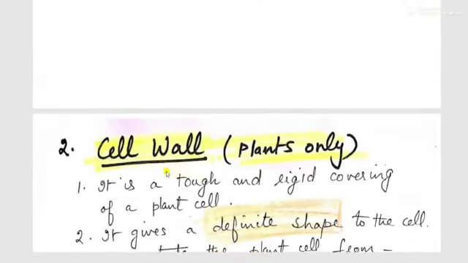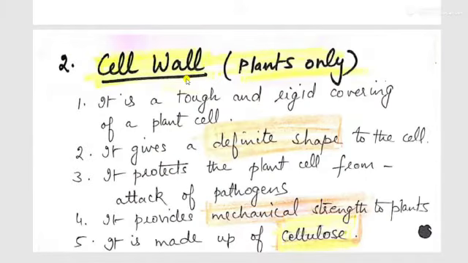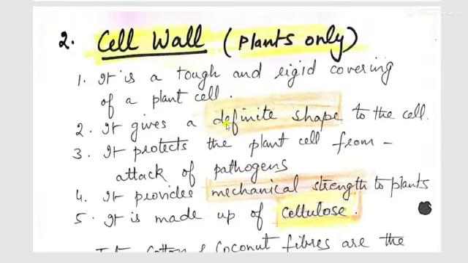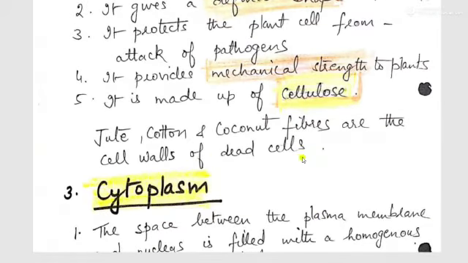Second topic is the cell wall. You know that the cell wall is present only in a plant cell. Last time we did the differences between plant cell and animal cell, so there you have learnt this. So first point is, it is a tough and rigid covering of a plant cell. Second, it gives a definite shape to the cell. Third, it protects the plant cell from attack of pathogens. Fourth, it provides mechanical strength to plants. Fifth, it is made up of cellulose. Jute, cotton, coconut fibers are the cell walls of dead cells.